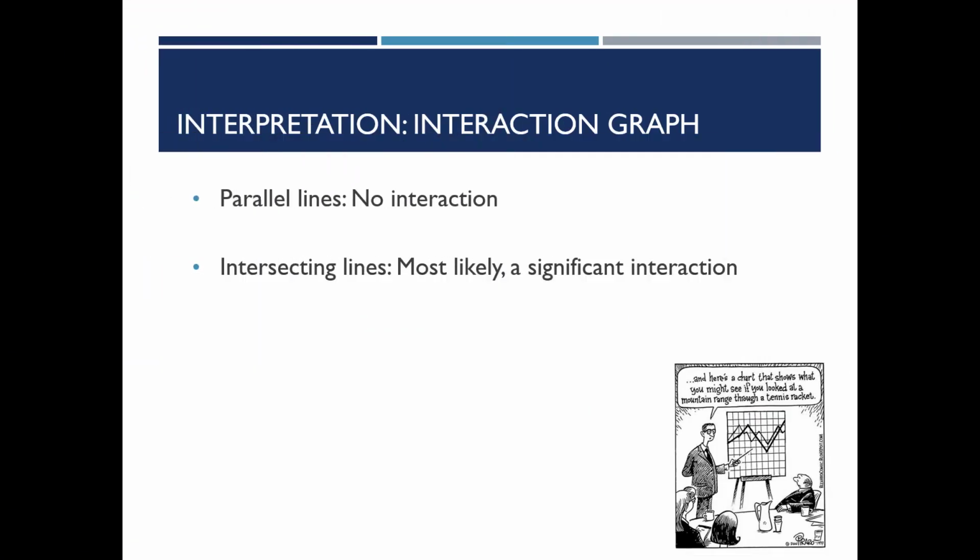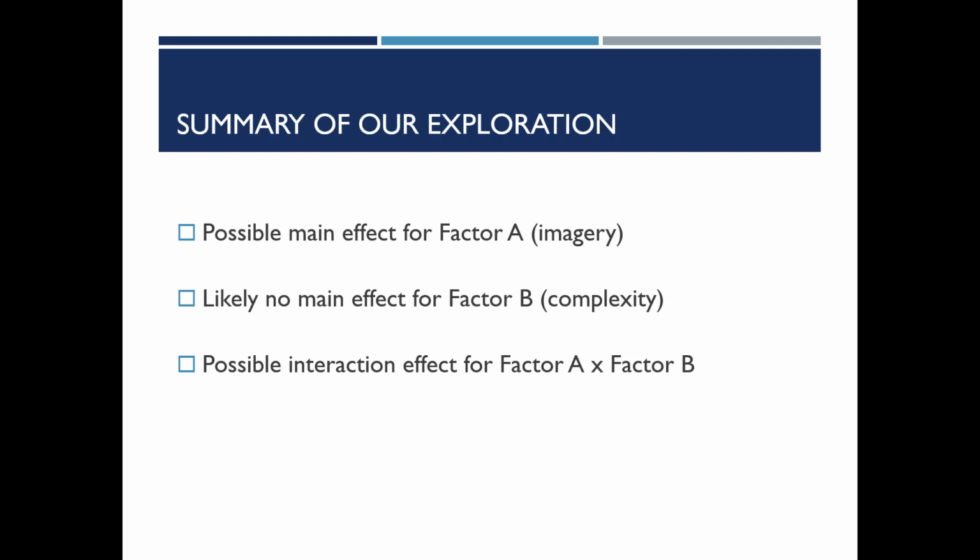I've taken down those notes here: when you see the means graph for both factors combined, and you have parallel lines, then you can generally expect that there won't be an interaction effect. Whereas if you have intersecting lines like we just did, then most likely there is some sort of significant interaction between the two factors. Based on our exploration, I am thinking that there may be a possible main effect for imagery. There probably isn't a main effect for factor B, and then there may be a possible interaction effect for those two factors.